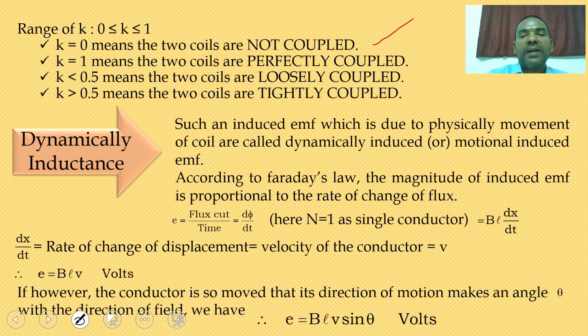For the best coupling or perfect coupling, the value of K must be equal to 1. If K is less than 0.5, it is loose coupling. That means the coils are not very near, so there may be a certain distance between them. The value of K up to less than 0.5 is loosely coupled, and the values from greater than 0.5 to 1 are tightly coupled circuits.